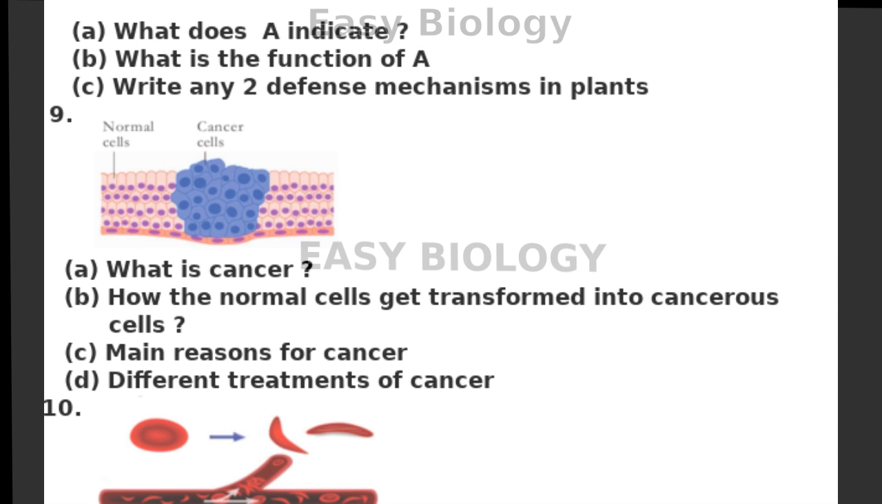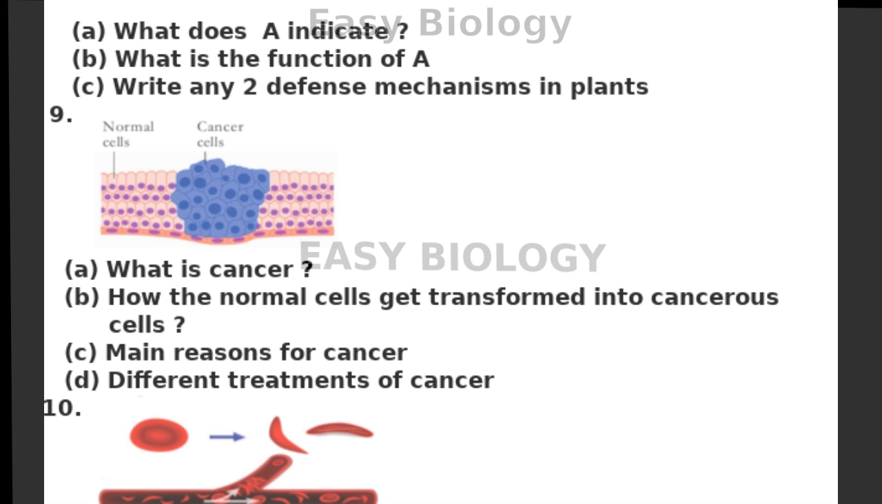Question 9B. How do normal cells get transformed into cancerous cells? Answer: the normal cells get transformed into cancerous cells when the control system of cell division fails. Question 9C. Main reasons for cancer. Answer: environmental factors, smoking, radiations, virus, and hereditary factors.